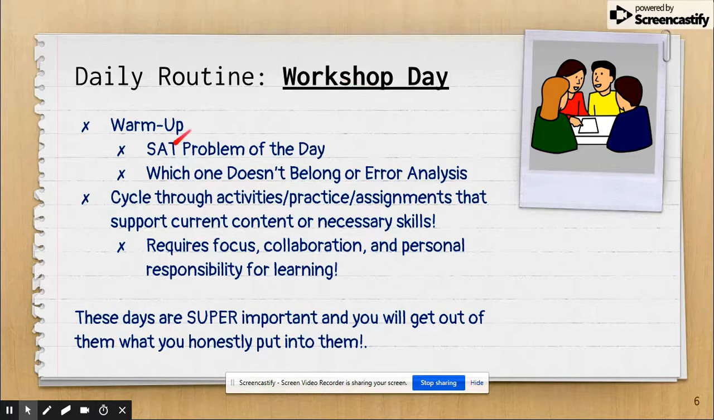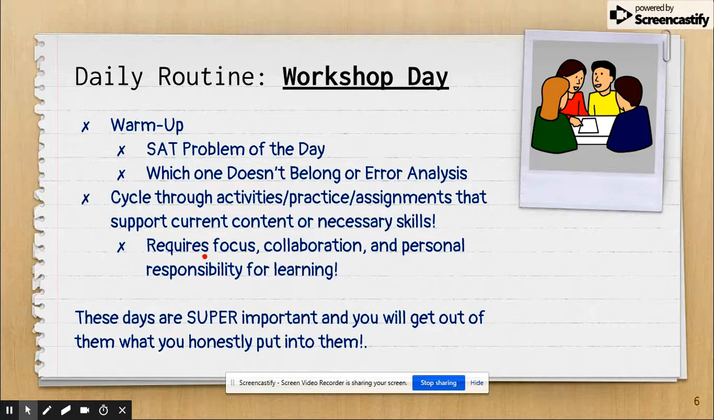So workshop days start off with a warm-up just like an instruction day. But what you'll do is you're going to cycle through activities or practices or assignments that support the content that we've just learned, or maybe some old skills that you need to refresh and get really, really strong at so that you can be better in the future. I call that spiral practice. So you'll be spiraling a bit and going back and reviewing not necessarily old, but required skills, the basics, the stuff you really need to know.